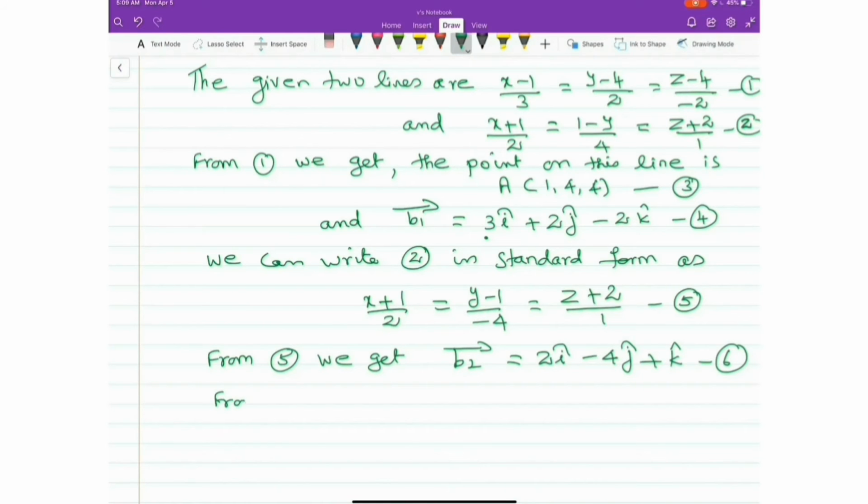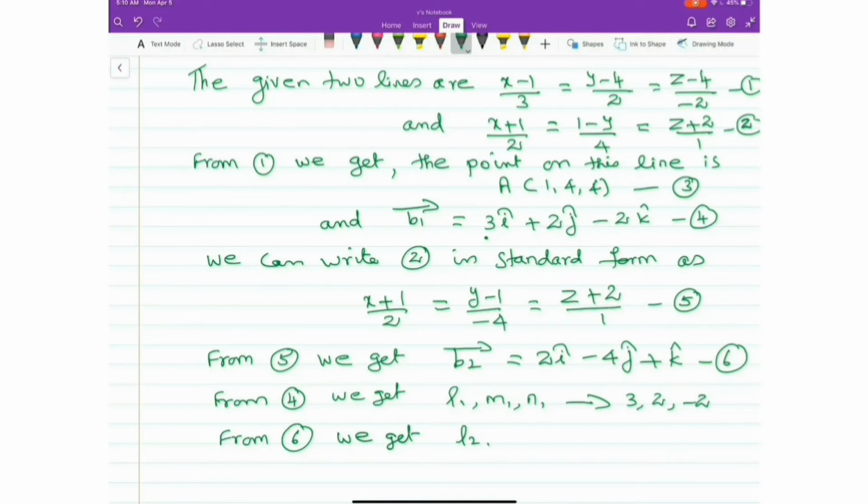From 4 we get L1, M1, N1 as 3, 2, minus 2. From 6, we get L2, M2, N2 as 2, minus 4, 1. Let me name these two results as 7.